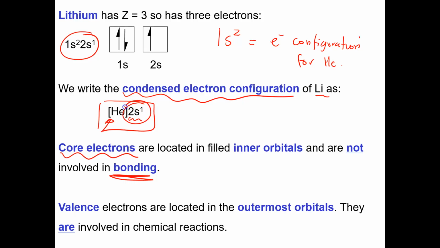The electrons that are on the outer edge of the atom, the 2s1 electron in this case, the ones that are in the outermost orbitals, are referred to as valence electrons, and they're the ones that are important for chemical reactions and for chemical bonding because they're on the outer edge of the atom.